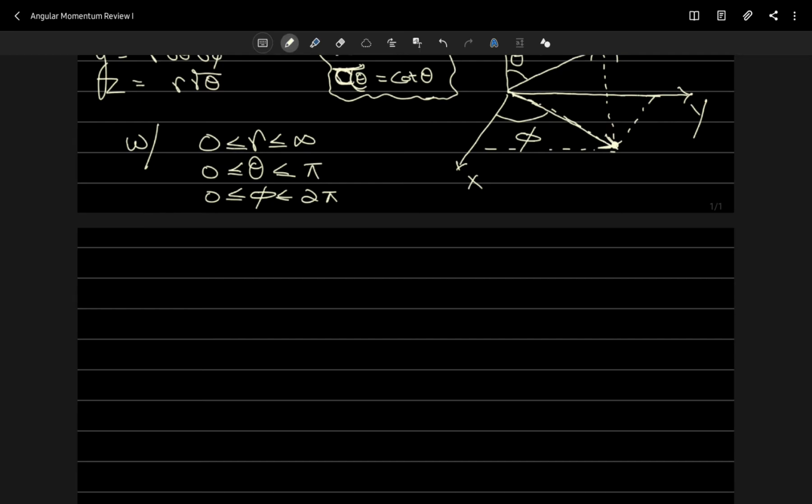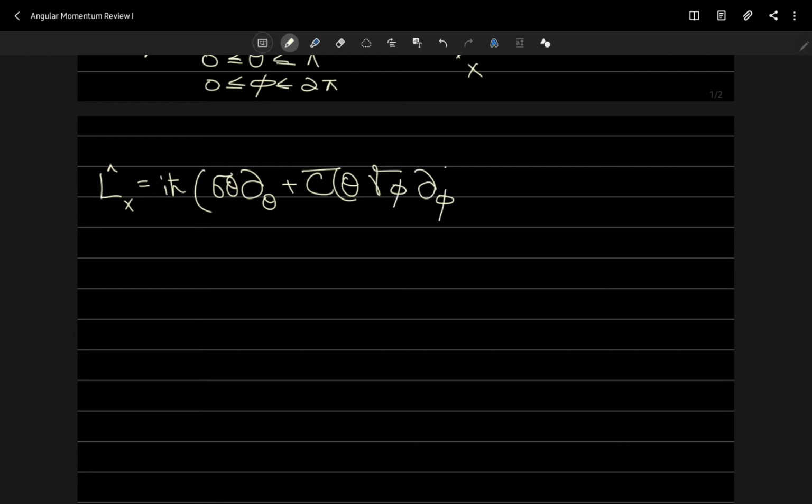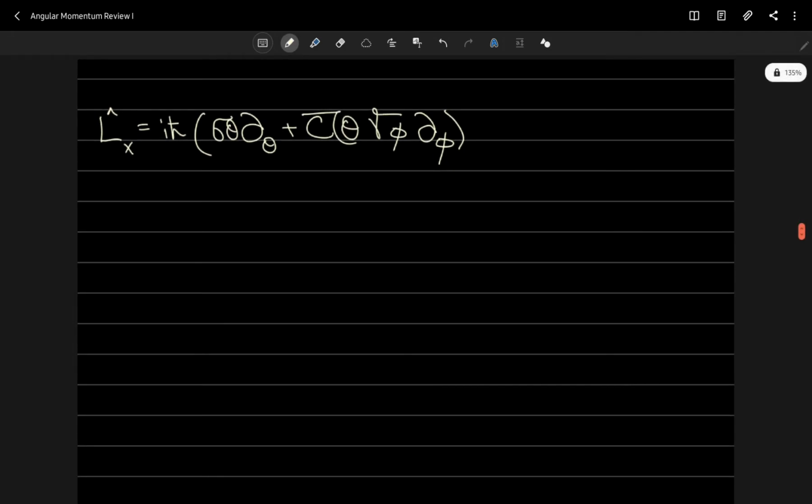So, well, let's move on and let's now write down the Cartesian components of L in spherical polars. So let's write them down. We'll have Lx be equal to iota h bar times sine of theta times partial derivative with respect to theta plus cotangent theta times cosine of phi times partial derivative with respect to phi, right? So that's your Lx component in your spherical polar coordinates.